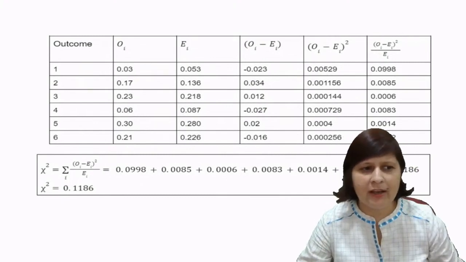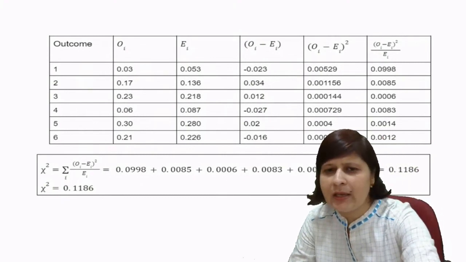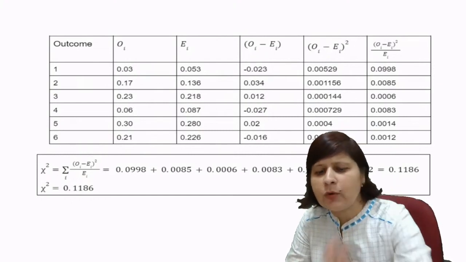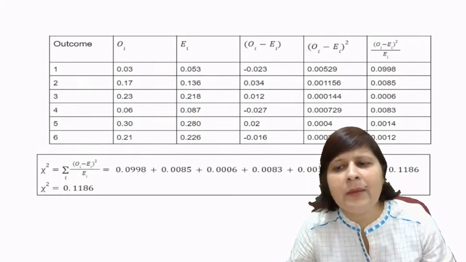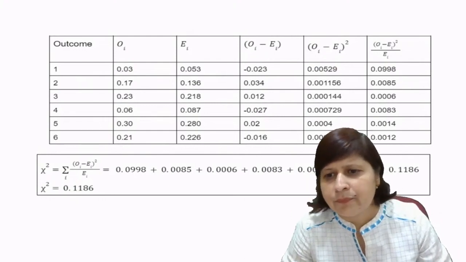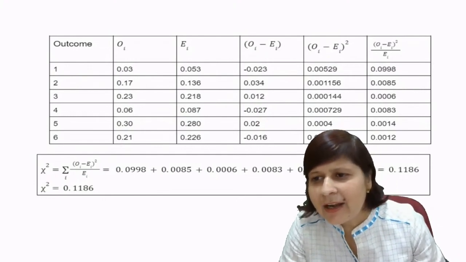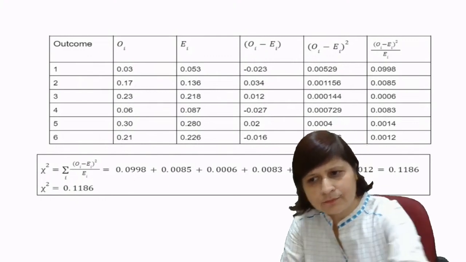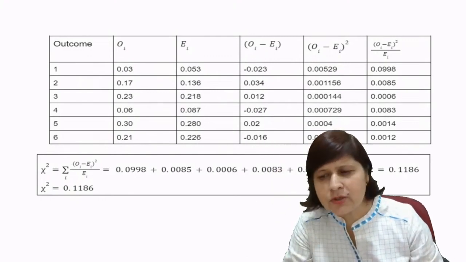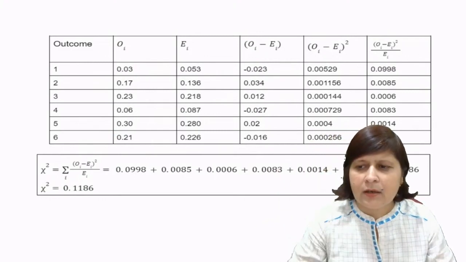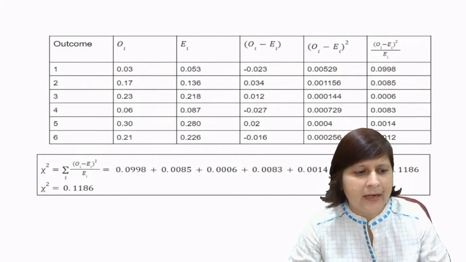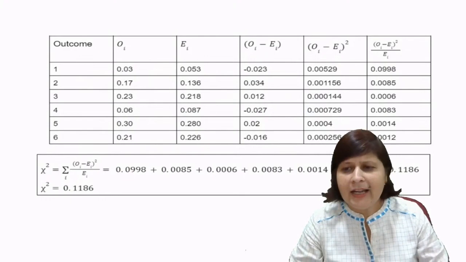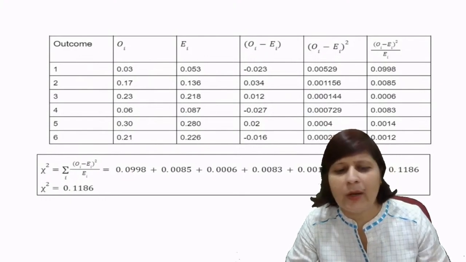Now, I applied the formula here. This is my observed, this is my expected value. Oi minus Ei comes out to be this. Then the square of Oi minus Ei comes out as this. And then I applied the formula Oi minus Ei squared divided by Ei. Then it comes out, right? I have noted the values in the last column. Chi-square is equal to the summation for i from 1 to k of Oi minus Ei squared divided by Ei.